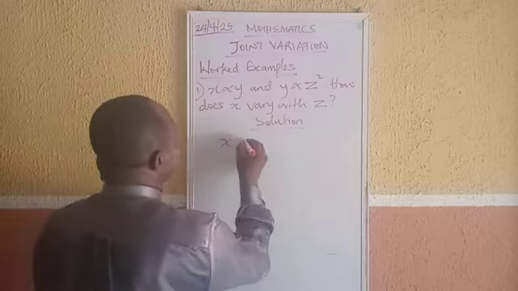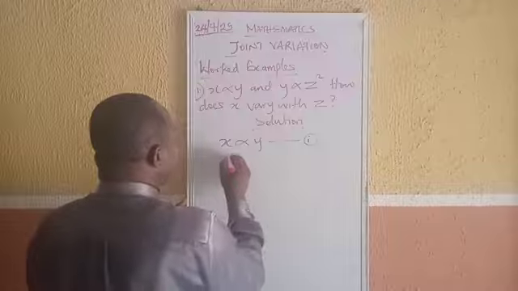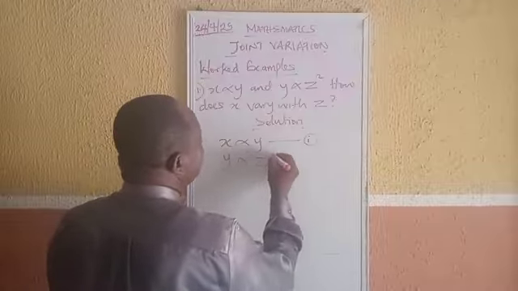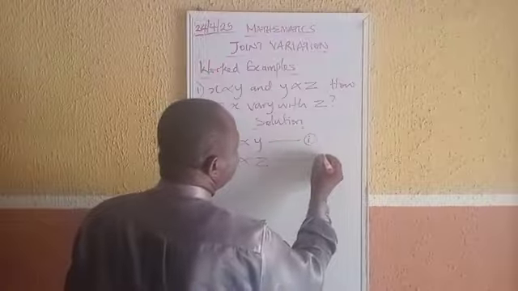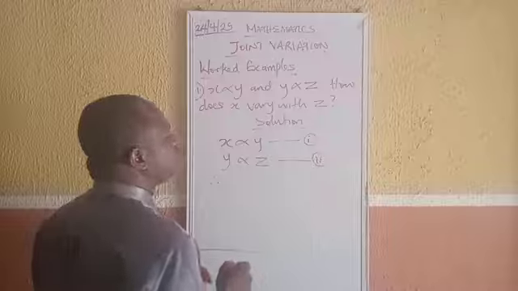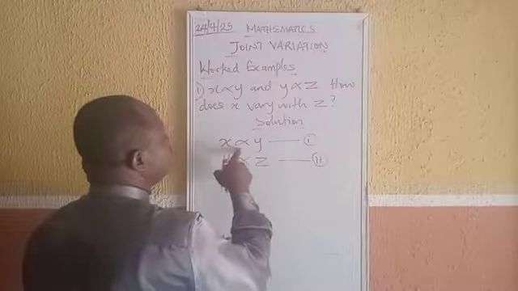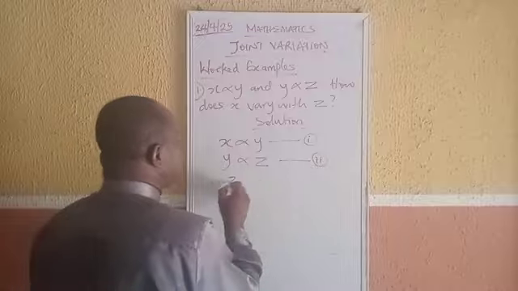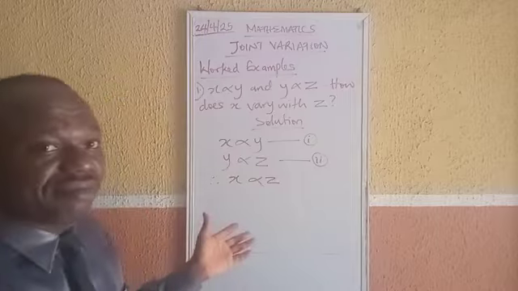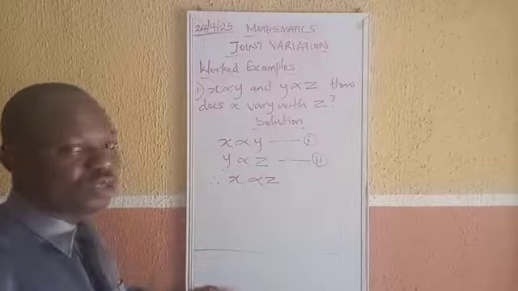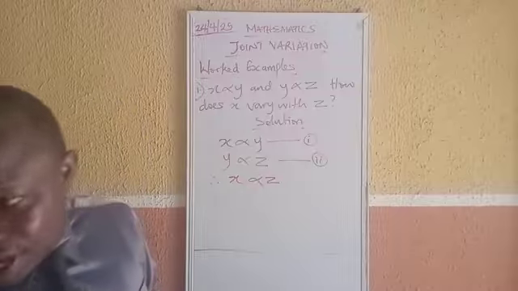So if x varies directly as y, that's one expression. Then y varies directly as z. That's the second expression. It therefore implies by logic that if x varies directly with y and y varies directly with z, then x varies directly with z. This is just to warm our minds up.